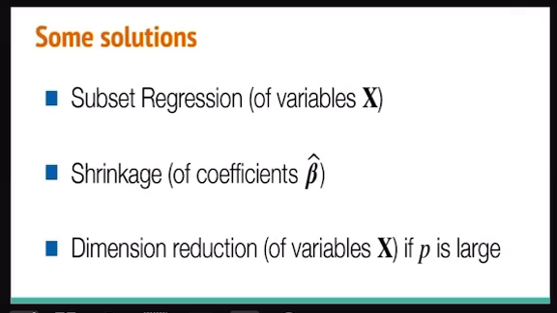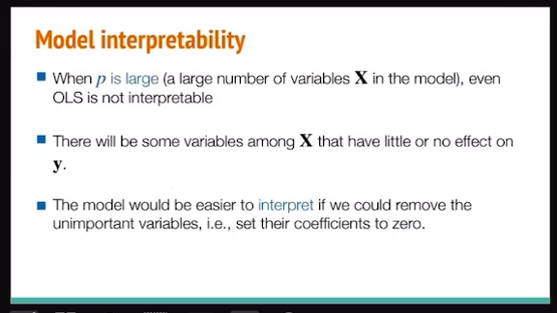Now, I want to move on to model interpretability. When P is very large, you know what I mean by P? The number of explanatory variables. If it is very, very large in the model, even OLS is not going to be interpretable. When you have so many independent variables and you are using a statistical model, there's going to be a problem and you will not be able to interpret your model.